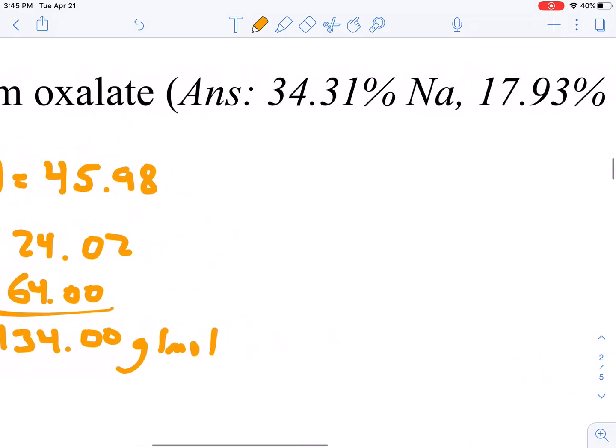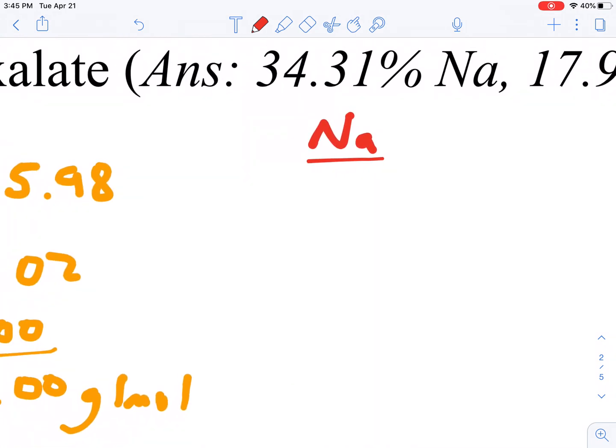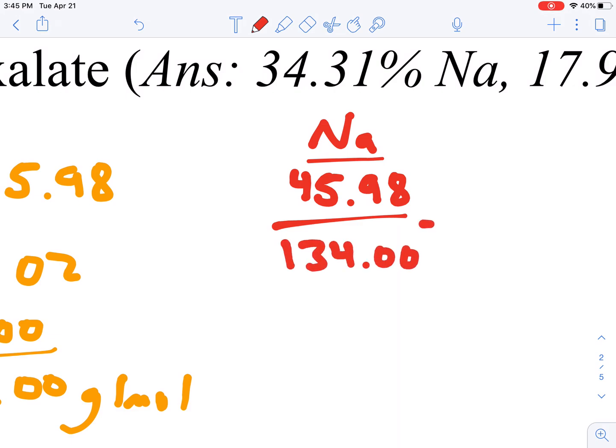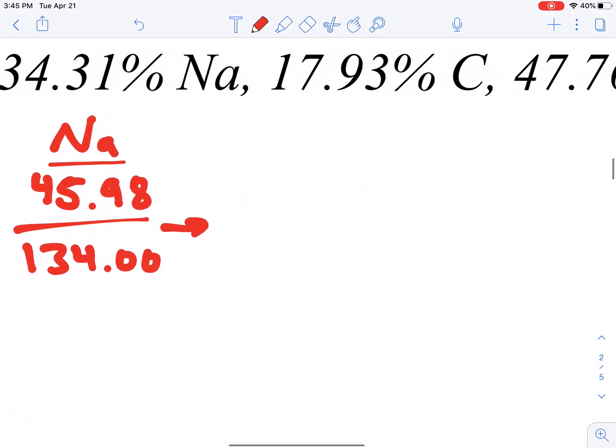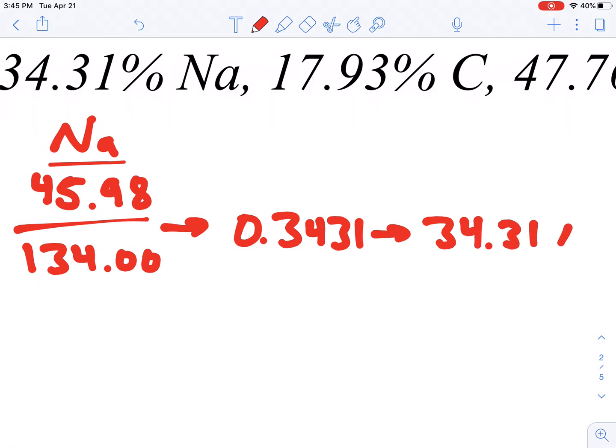So let's go through and let's talk about each individual part. For the sodium, we said it has a mass of 45.98 over the grand total, which was 134.00. In your calculator, you'll get 0.3431, which turns into 34.31% sodium.